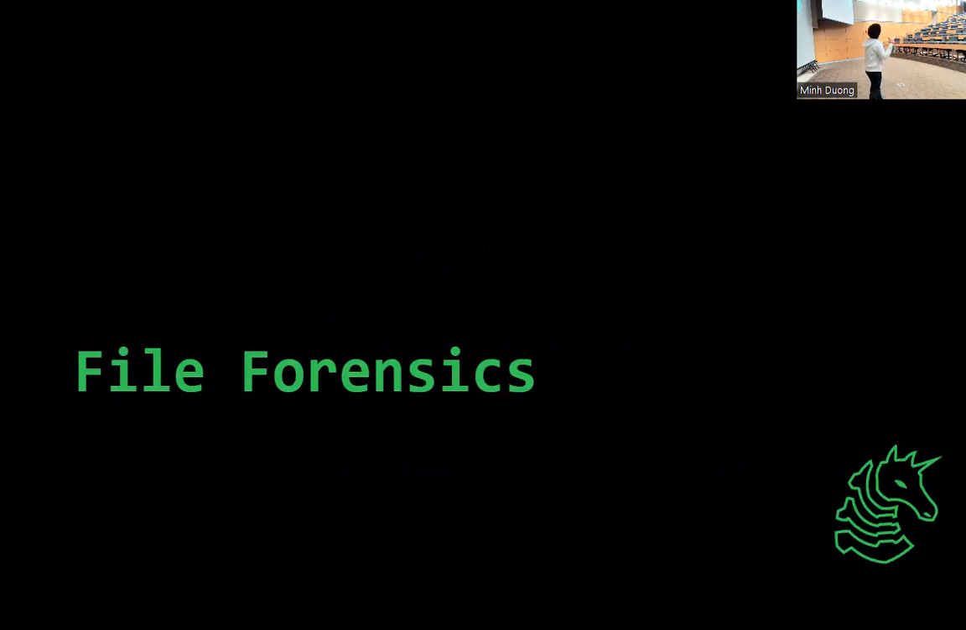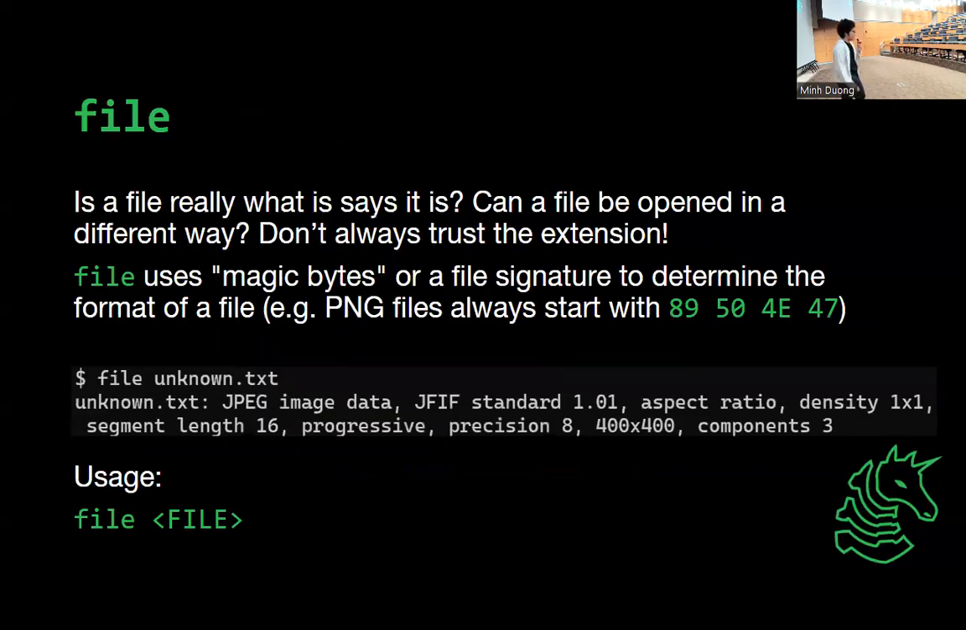So first we're going to cover file forensics. And we'll cover some basic commands first. So this is the file command, which you can run on Linux. It will tell you what a file actually is based on the magic bytes. So every file format, whether it's PNG or JPEG or some sort of XML, has some sort of pattern to it that distinguishes one file format from a different one.